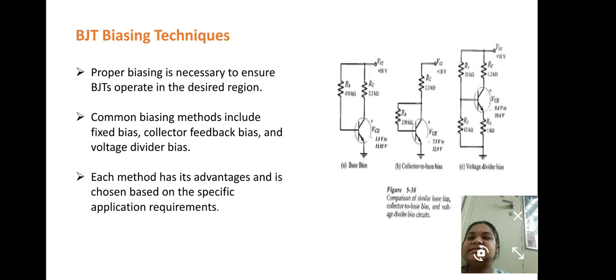BJT biasing techniques. Proper biasing is necessary to ensure BJTs operate in the desired region. Common biasing methods include fixed bias, collector feedback bias, and voltage divider bias. Each method has its advantages and is chosen based on the specific application requirements.